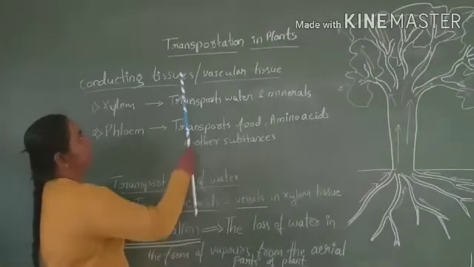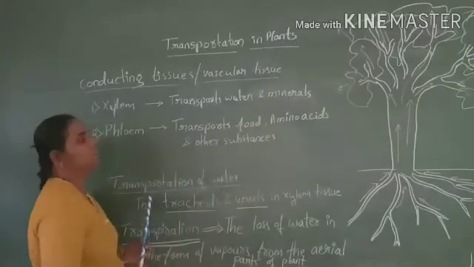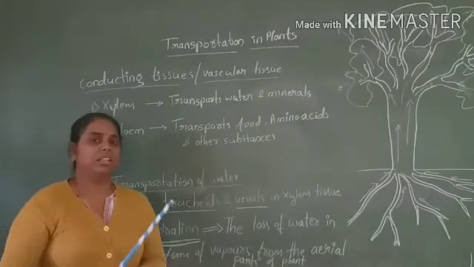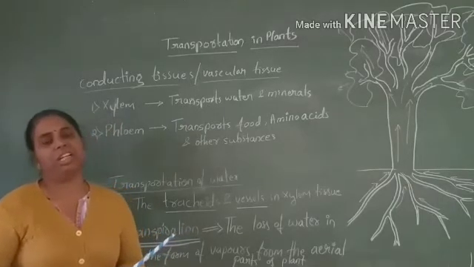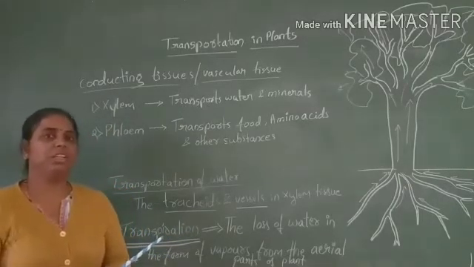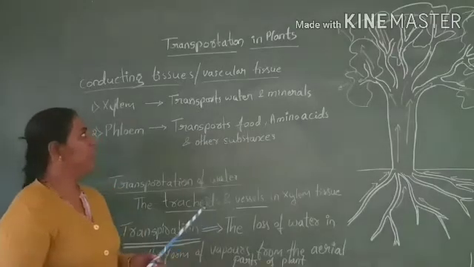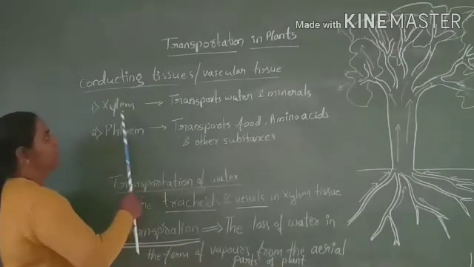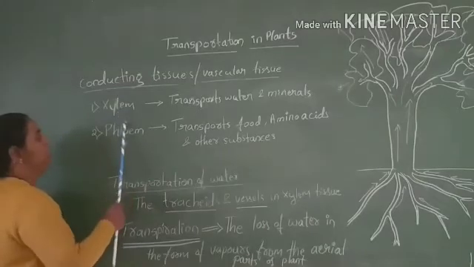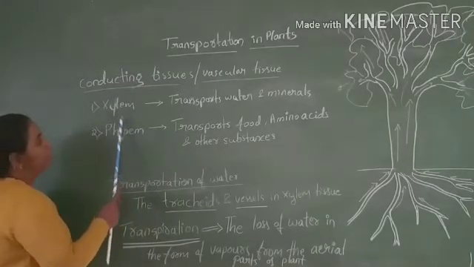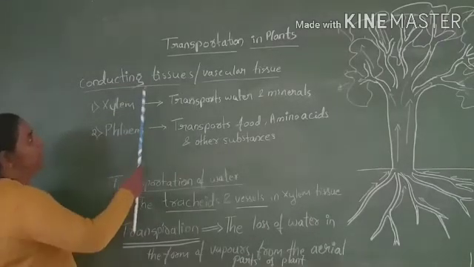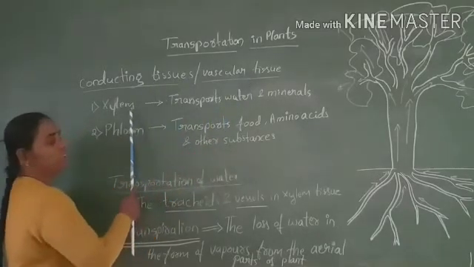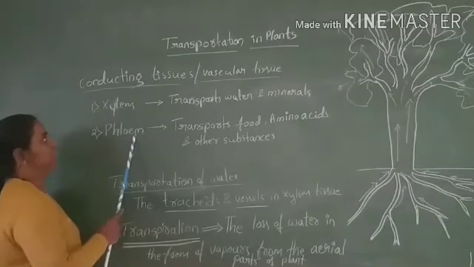So let us study transportation in plants. In plants like multicellular algae and bryophytes, there is no process of transportation because their body is very small. In higher plants, for transportation of materials, there are separate tissues called xylem and phloem. These two tissues are collectively called conducting tissues or vascular tissue. These tissues you have already studied in 9th standard.